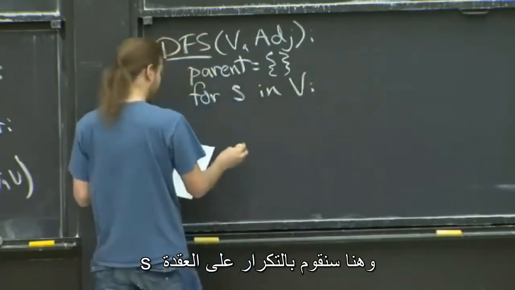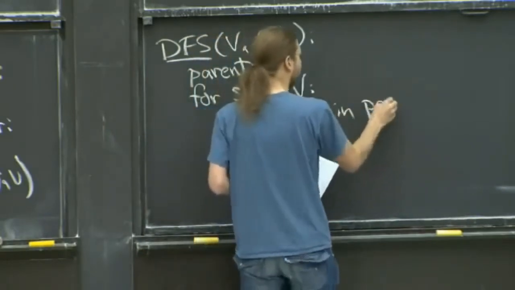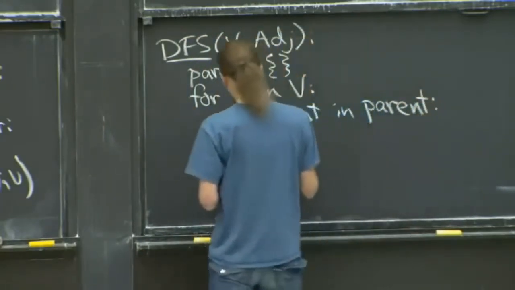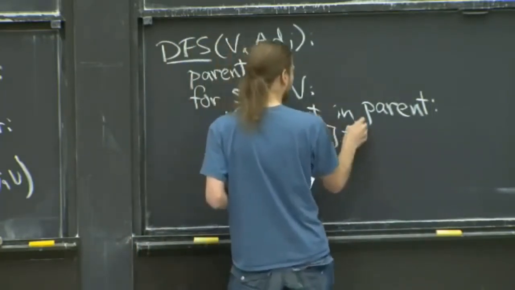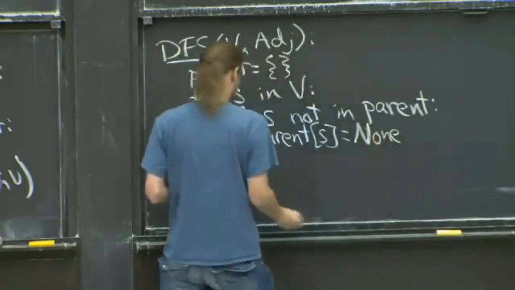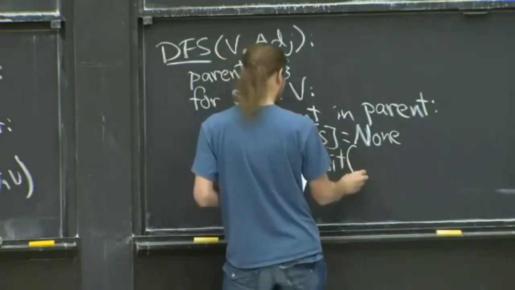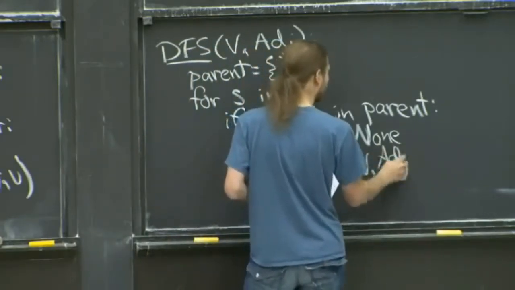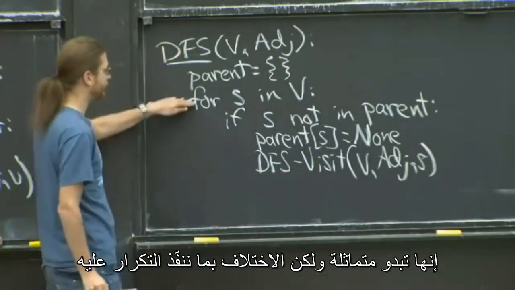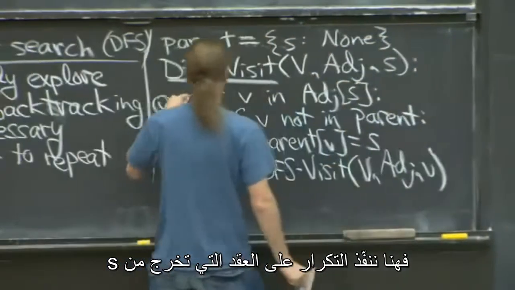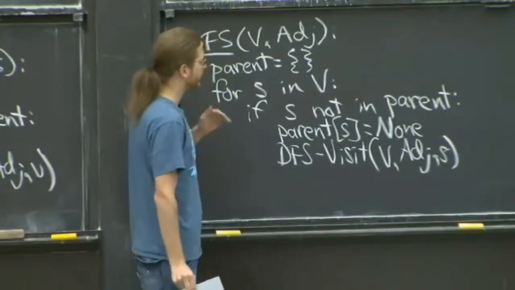And here we're just going to iterate over the S's. So it looks almost the same, but what we're iterating over is different. Here we're iterating over the outgoing edges from S. Here we're iterating over the choices of S.